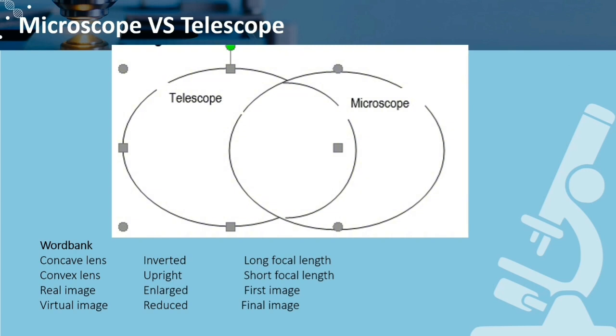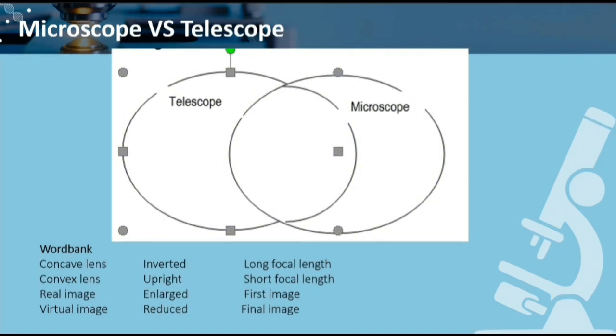At this time, let us compare and contrast the parts and the images formed in a microscope and a telescope with the use of this Venn diagram. We have there a word bank, with the concave lens, convex lens, and so on until the final image. I want you to write those words according to whether they belong to the telescope, the microscope, or both of them. You can see the space between the telescope and the microscope. I'll just give you 5 minutes to answer. Okay?